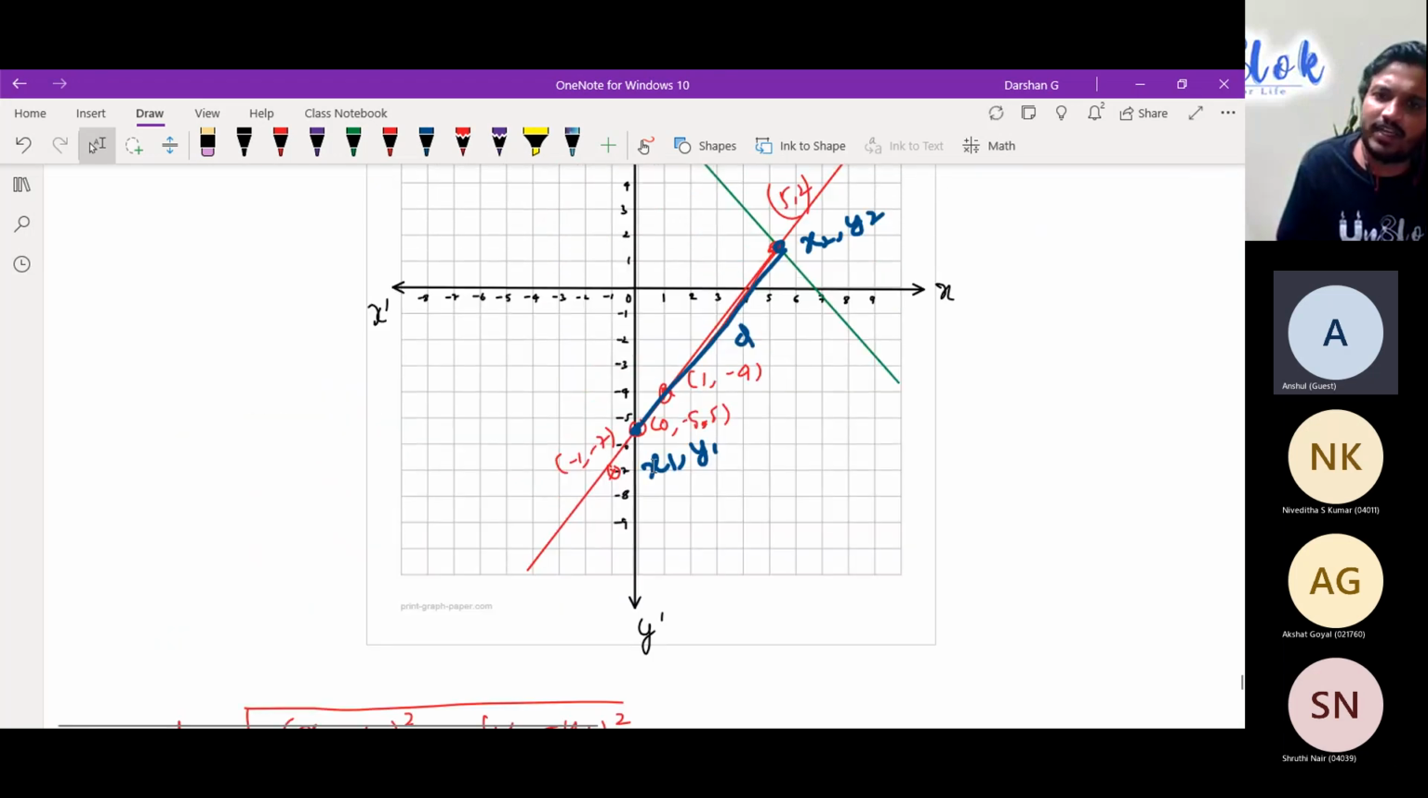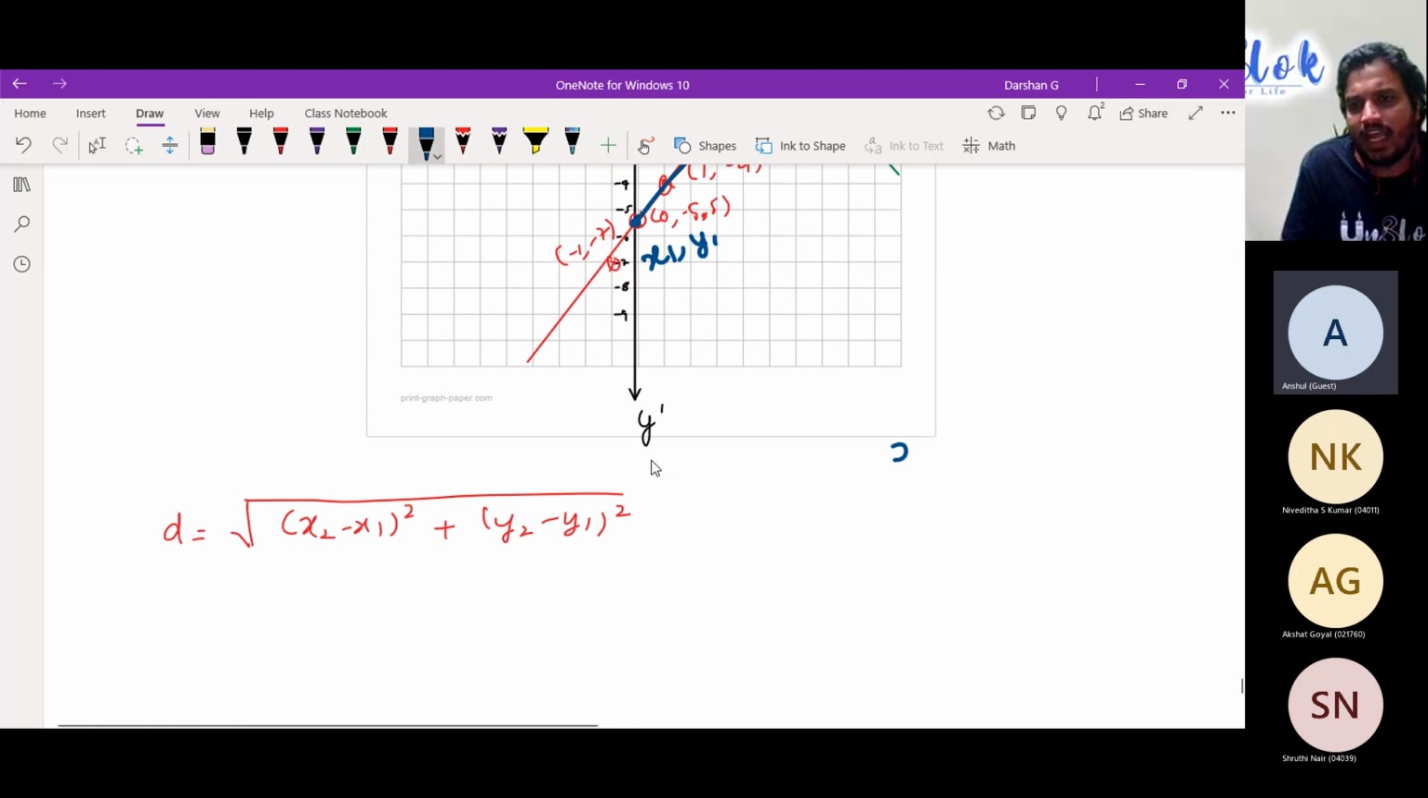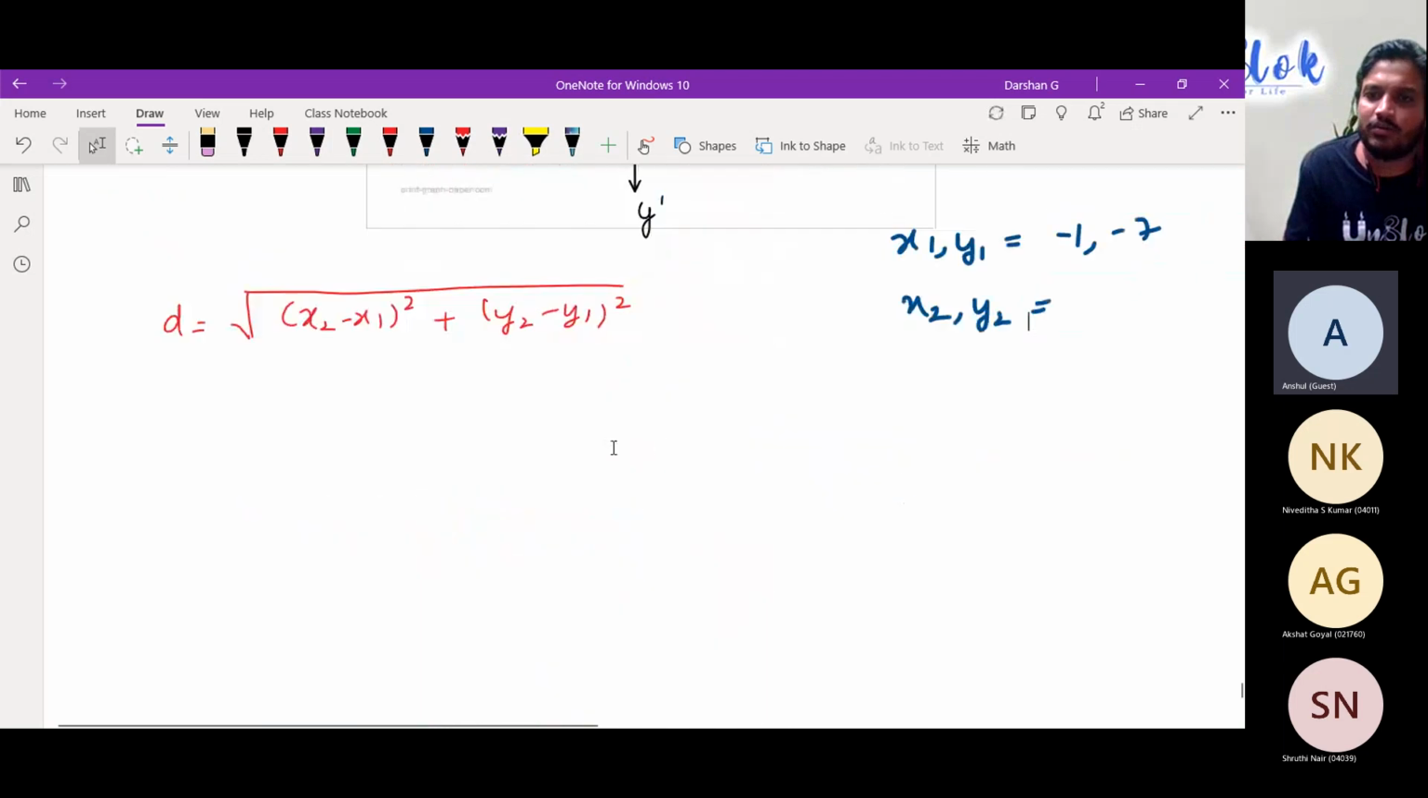Now in this case, you can take the same situation where (x1, y1) is (minus 1, minus 7) and (x2, y2) is (5, 2). Please take the same situation, find it, and tell me the answer for the distance formula.